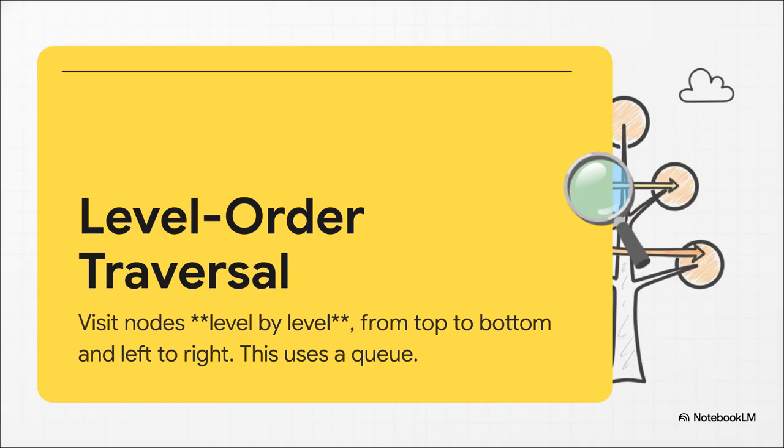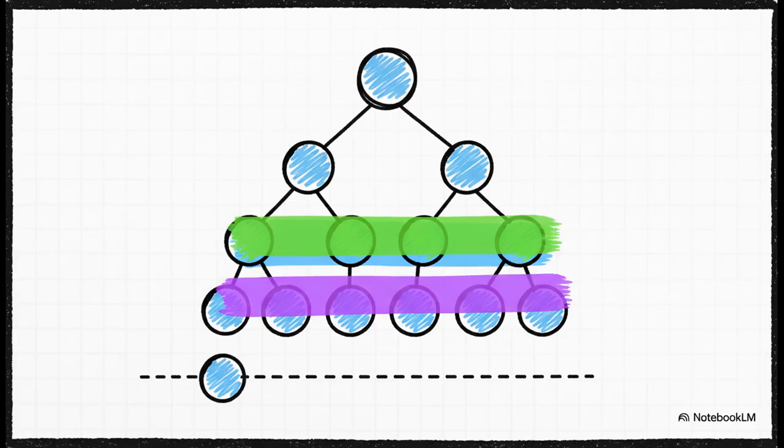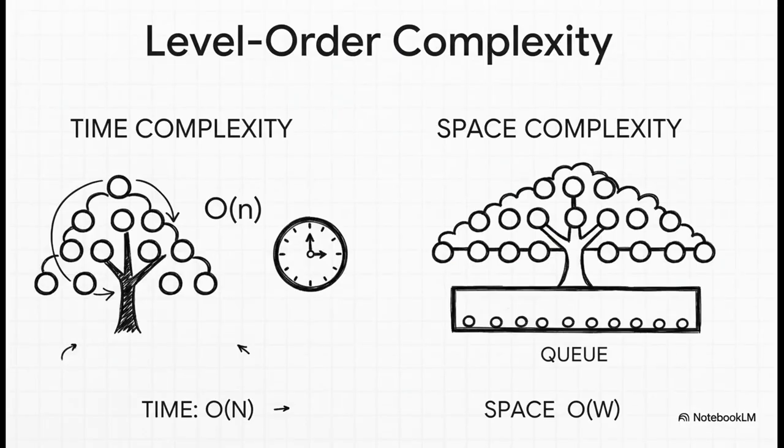You start at the top, the root. Then you visit all of its children on the next level, from left to right. Then you go to the next level down and do the same thing. It really is just like reading a page in a book, top to bottom, left to right. And if we look at our example tree, the output is just intuitive. You get 1, then you get its kids, 2 and 3. Then you get their kids, 4, 5, 6, and 7. The output is literally just the numbers in order. Couldn't be simpler. So what's the cost?